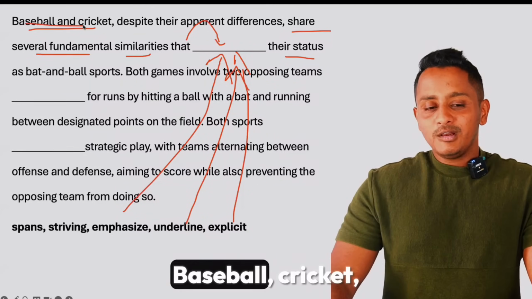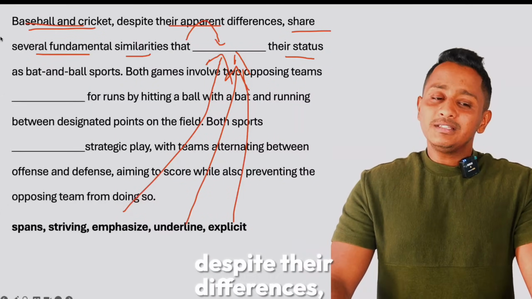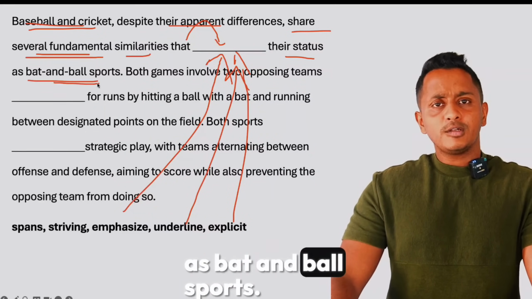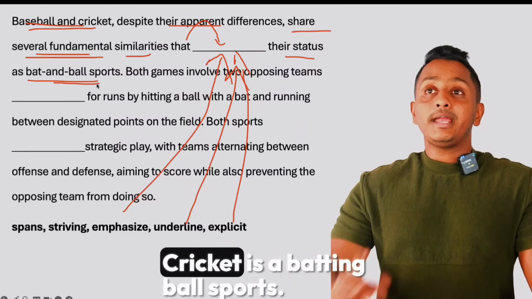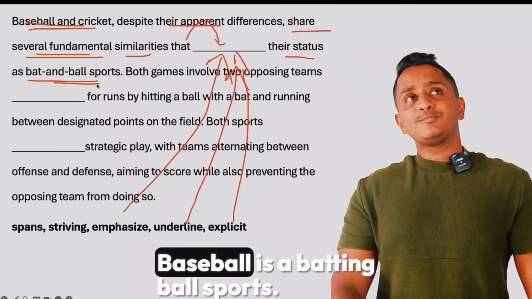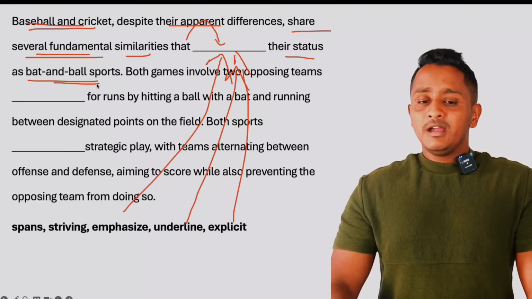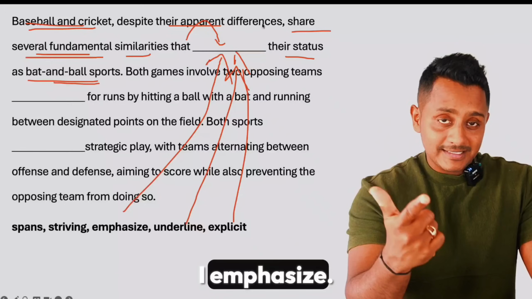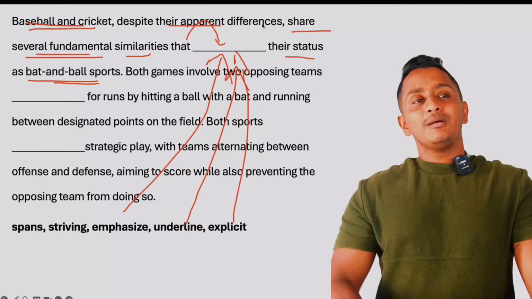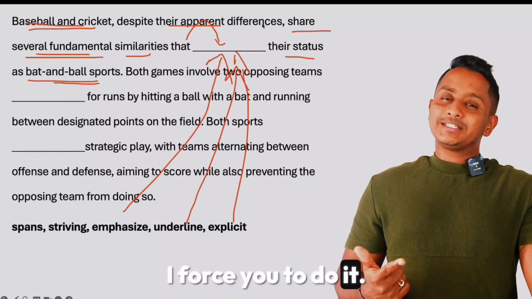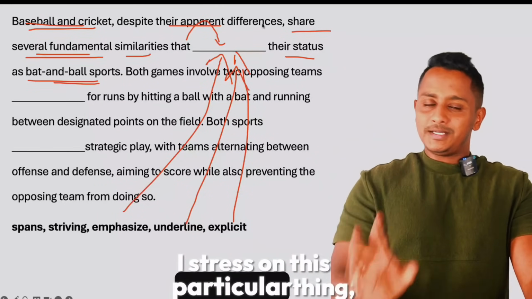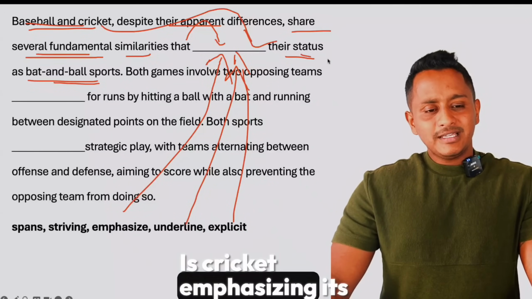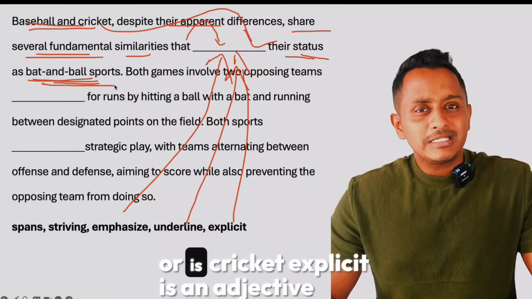Correct? Baseball, cricket, despite their differences, share a lot of similarities that dash their status as bat and ball sports. What is cricket? Cricket is a bat and ball sport. What is baseball? Baseball is a bat and ball sport. Does emphasizing mean stressing? I emphasize: this has to be done today. It means I stress, I force you to do it. When I stress on this particular thing, telling you this is important, that is emphasizing. Is cricket emphasizing its status as a bat and ball sport, or is cricket?